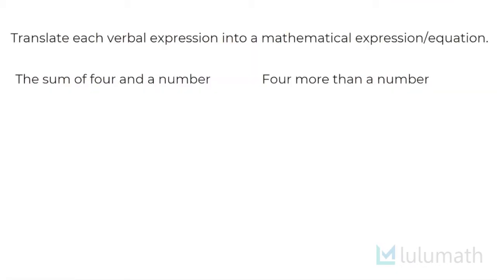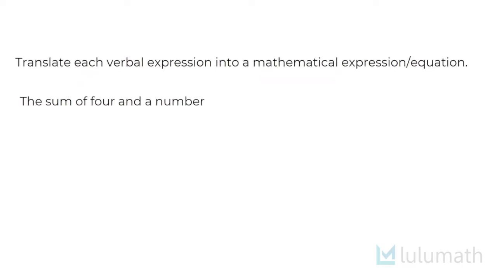Okay, so we want to translate each verbal expression into a mathematical expression or equation. So in our first example, the expression says the sum of 4 and a number. And we know that the word sum means to add. It's in our chart for addition. And if we don't know what that number is, we would call it x. So here we would say the sum of 4 and x. So I'm going to add 4 and x together.